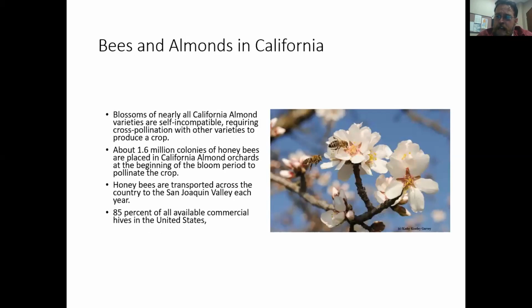A good example of that is the almond crop in California, where we move about 1.6 million colonies of honeybees to California to orchards in order to make sure that the almond crop blooms, which in some years at least was 85% of the available commercial hives in the United States, all going to California in order to preserve and produce those almonds. So enjoy those almonds the next time you see them, and thank a bee.